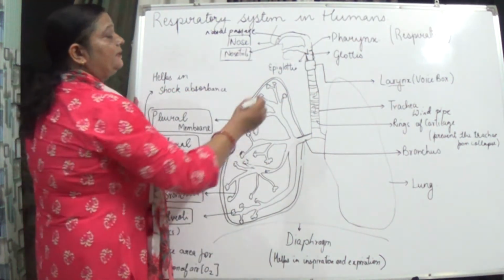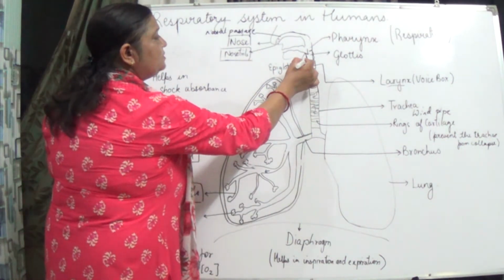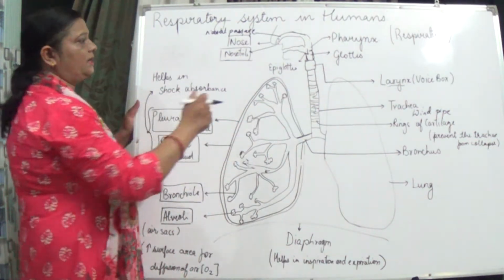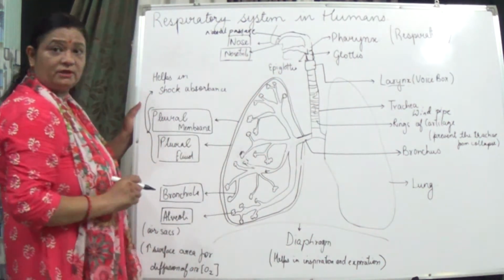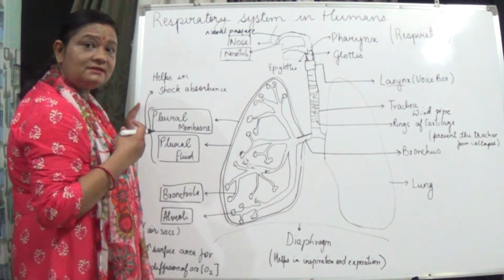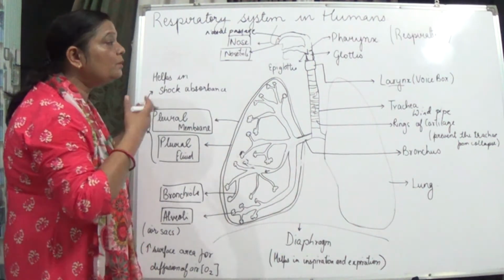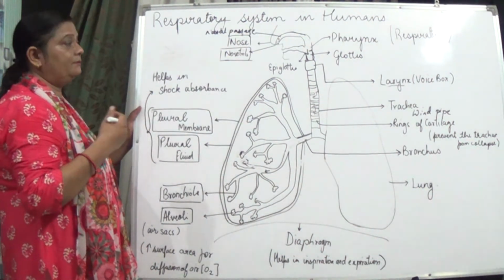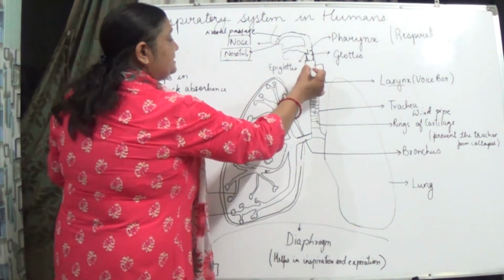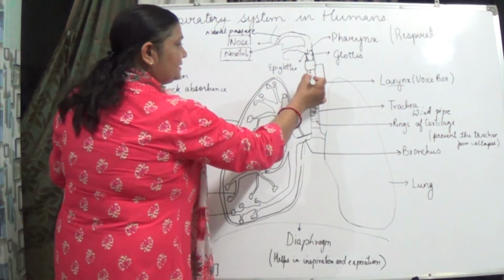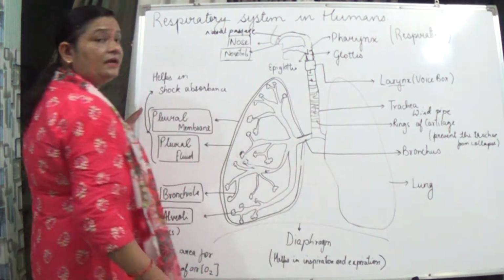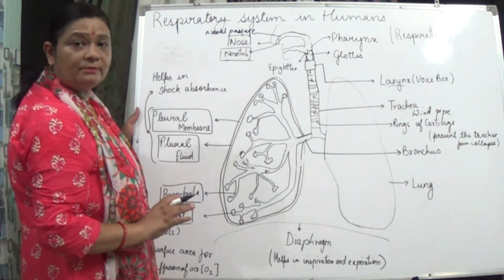After this, it enters the larynx. Larynx, you can see, is a box-like structure. Actually, it is the voice box. It helps us in speaking. From here only the voice comes out. Now, this air then enters the trachea. Trachea is also known as the windpipe.